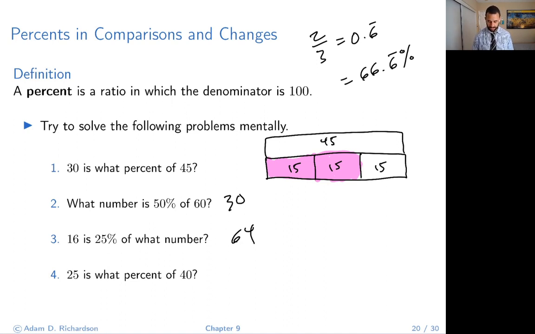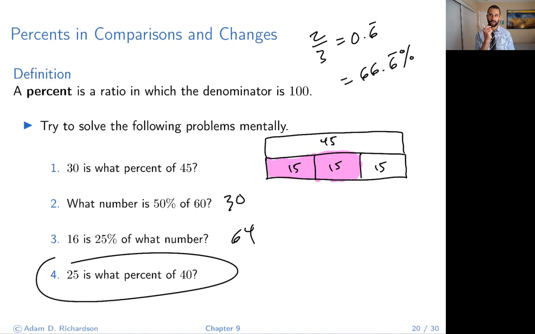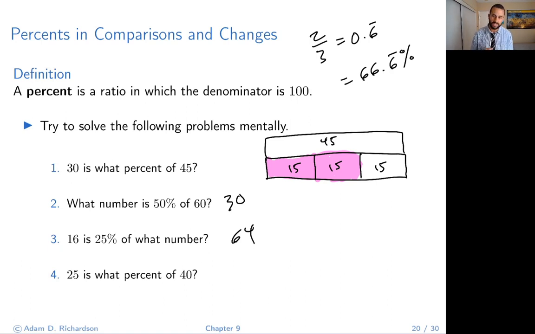All right, now let's look at the last one. Number 4 is a little bit trickier. It says 25 is what percent of 40? 25 is what percent of 40? This one's a little trickier because it's not immediate like number 2 was, or even number 3 to some degree, right? The numbers aren't as nice. But we can use our number sense and we can use benchmarks to help us here.